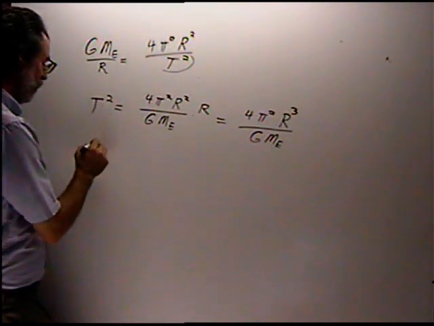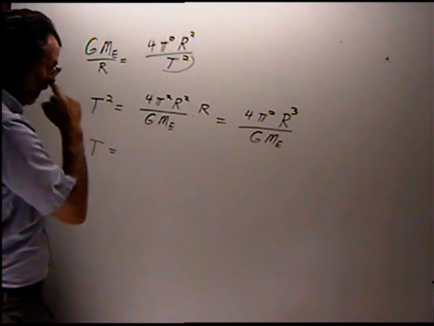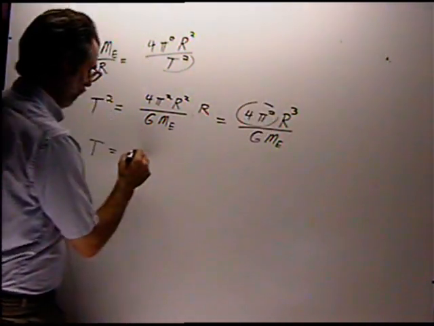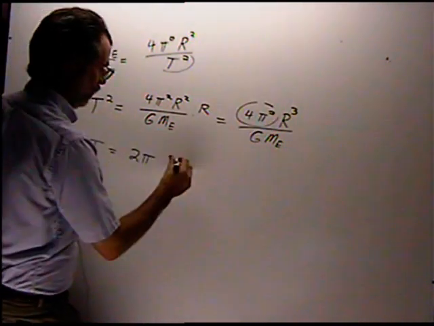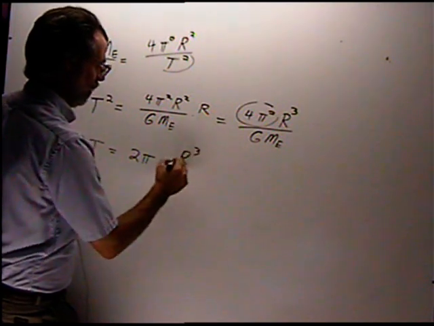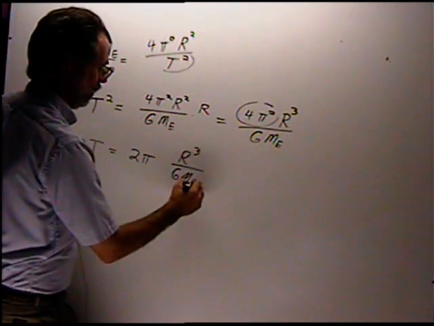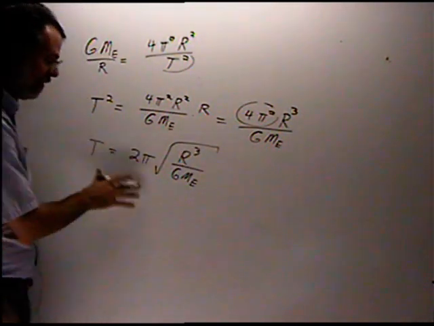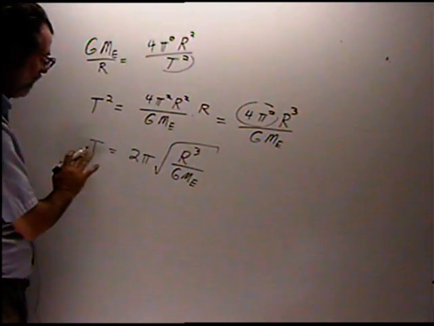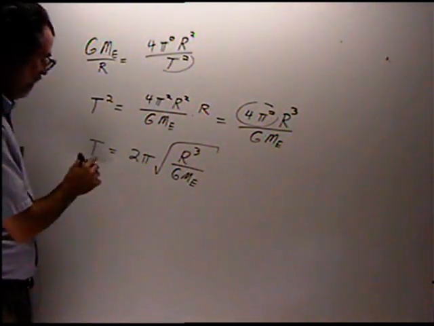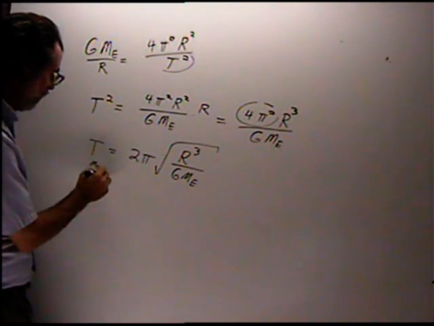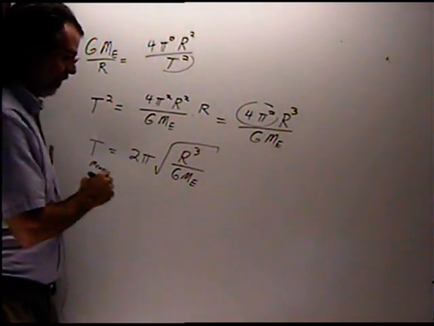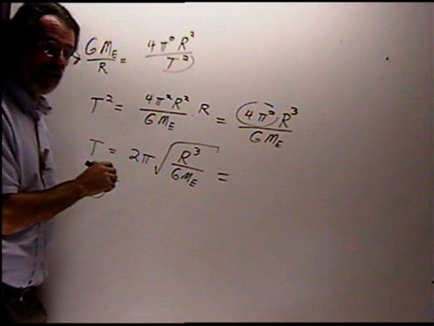So I can go ahead and, if I take the square root of this, I can find out what the period is. The square root of this is simply 2 pi, and I'm left with the square root of r cubed over GM. So that's my equation. I should be able to plug in the numbers and figure out the approximate period. This is the period of the moon going around the Earth. So it's the moon orbiting the Earth. Okay? It's an amazing thing that we can calculate this, but we can.